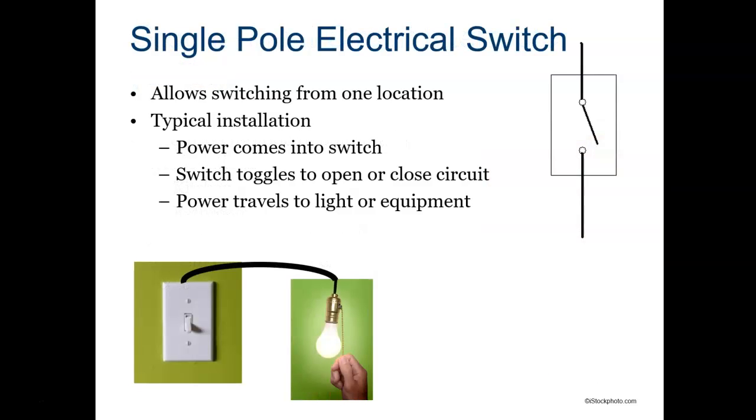Okay, let's talk about switches. The first one is a common one, which everybody is used to, a single pole electrical switch. It allows switching from one location. In a typical installation, power comes into the switch, the switch toggles to open or close the circuit, and then the power travels to the light or the equipment.